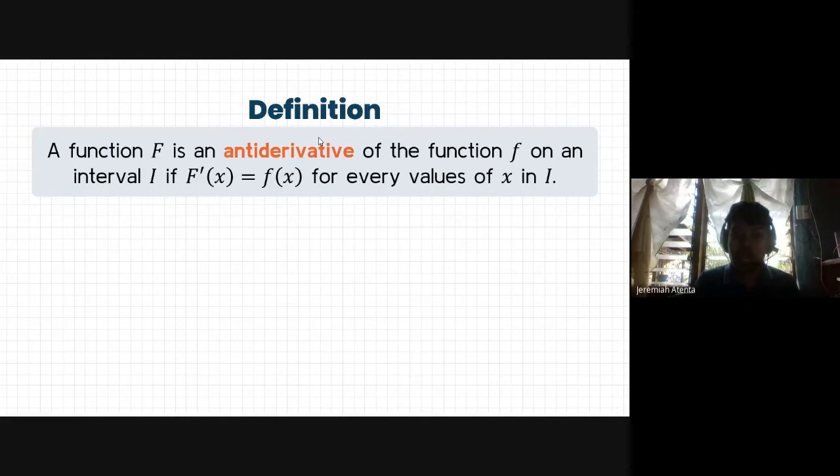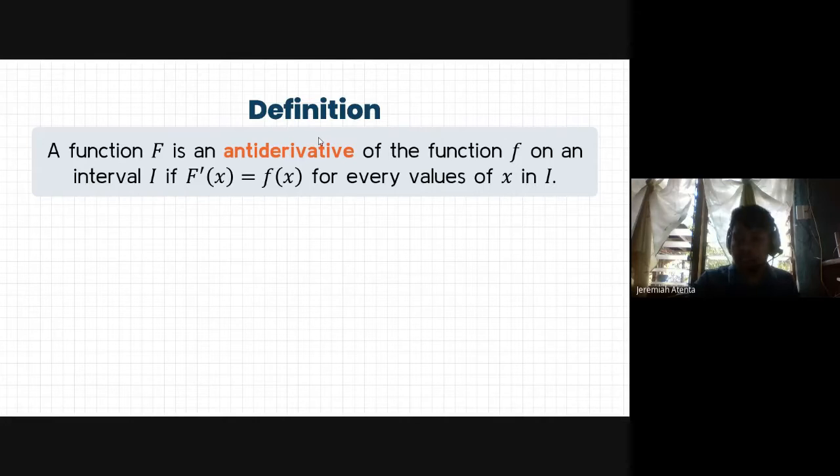The letters should be in uppercase or in capital letter. Okay? So uppercase F is the antiderivative of the lowercase f on an interval I if the uppercase F prime of x, meaning the derivative of the uppercase F, is equal to the lowercase f. Meaning, the derivative of F or of the antiderivative is equal to the lowercase f, or the given function, for every value of x in I.